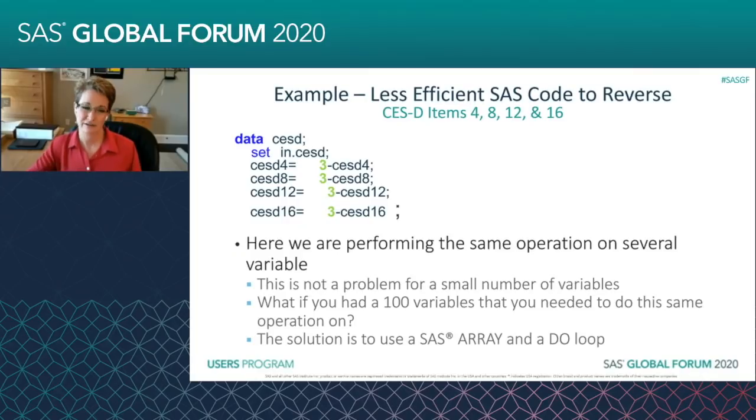But what if you had 100 variables? What if you had to do this on 100 variables? That would be painful, copying and pasting code over and over again. Whereas with an array and do loop, you can do it in just a few lines of code. And so you can make your programs more efficient, but you can also reduce the opportunity to create a typo.